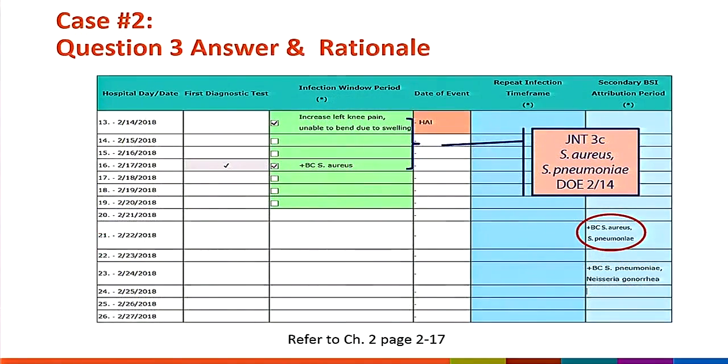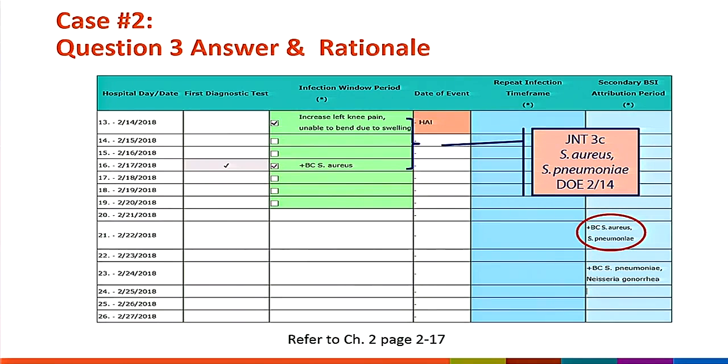So let's look at this determination. This patient has an increased left knee pain on the 14th, is unable to bend it due to swelling, and the patient has a positive blood culture on the 17th. That positive blood culture will set the infection window period, 3 days before and 3 days after, and that is enough to meet the joint 3C criteria with Staph aureus.